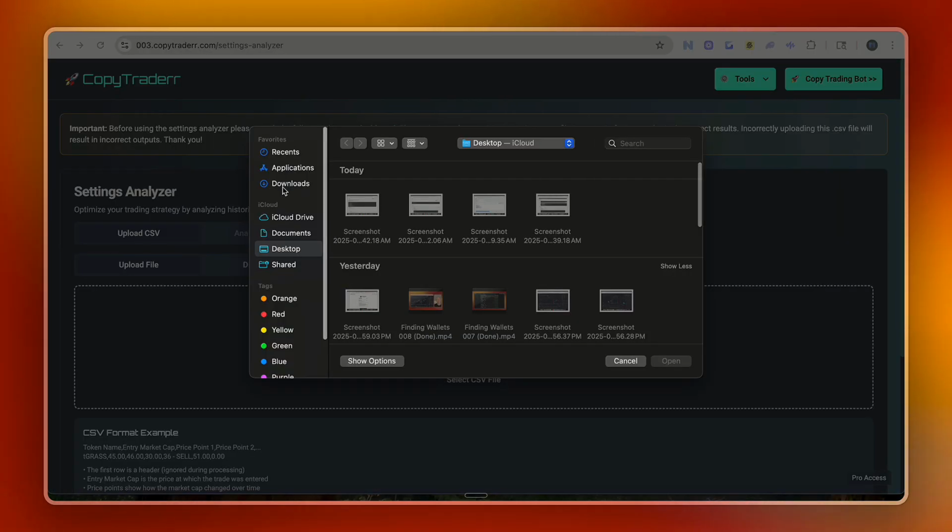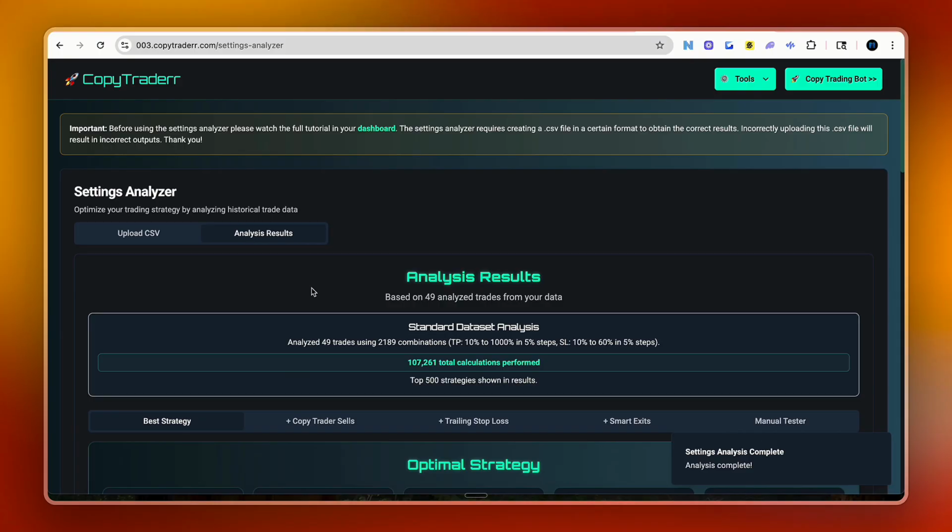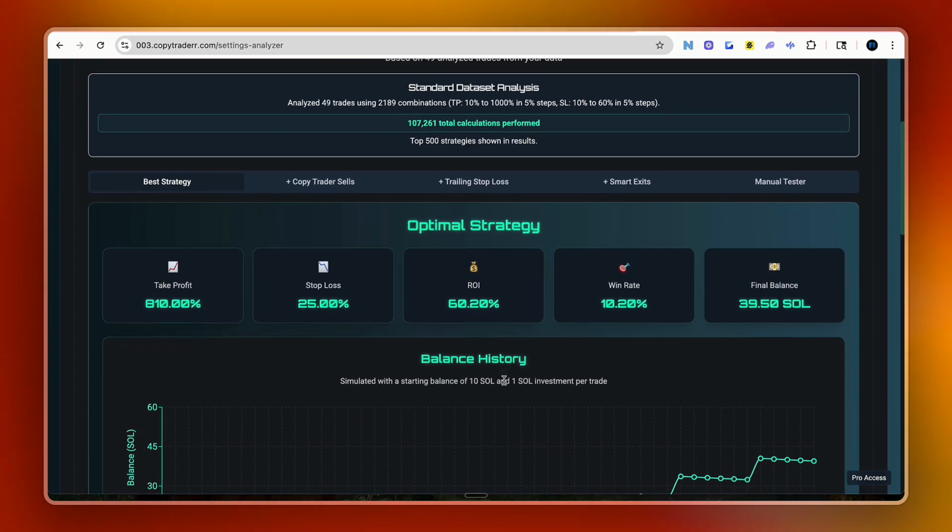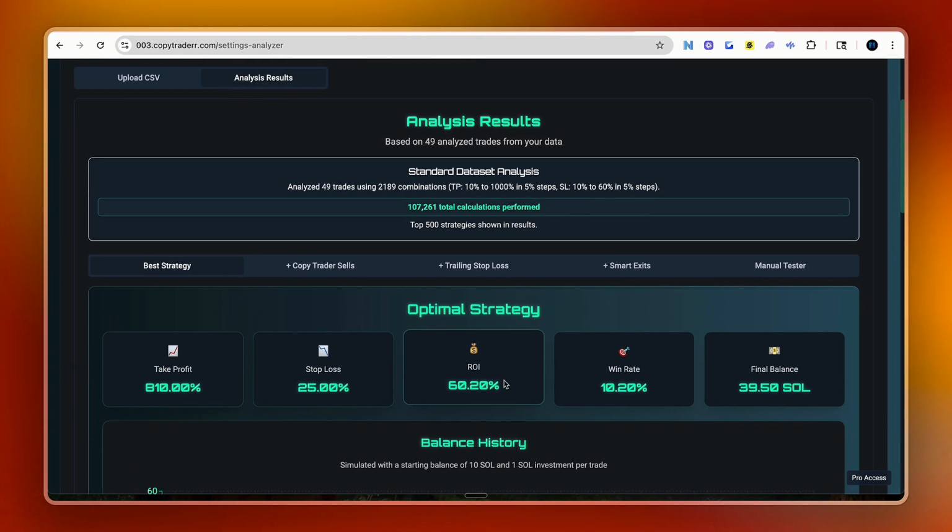You can upload that CSV and it will analyze every single possible combination of take profit and stop loss along the course of however many trades you record, and it will give you the one strategy that would yield the best results over the course of all of those trades. It's actually insane. It's over 100,000 total calculations when you have 50 trades.